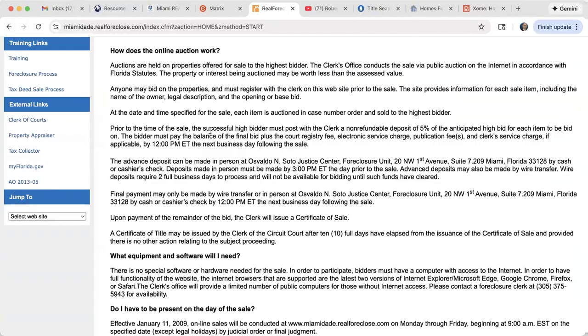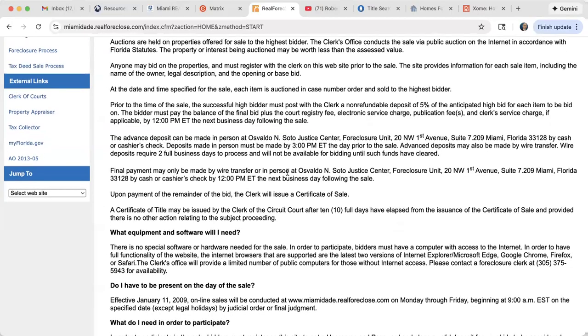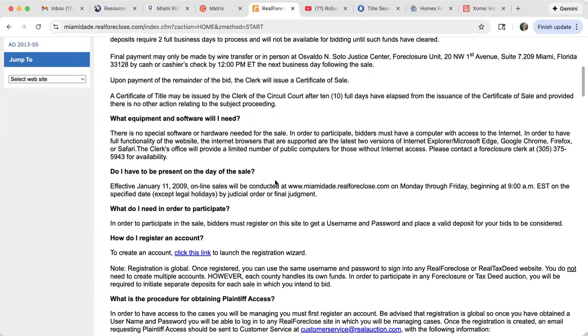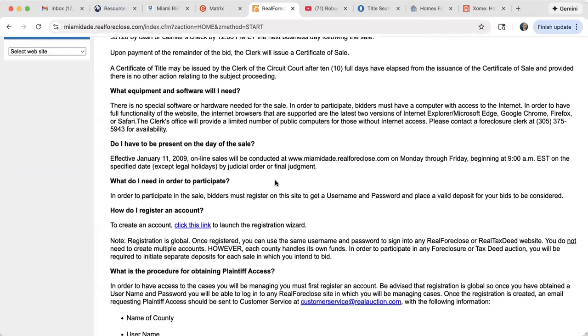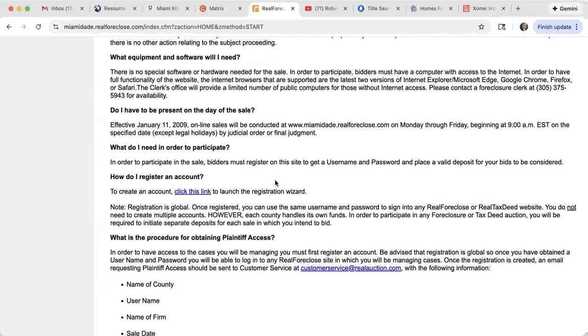All right. Prior to the time of sale, the successful highest bidder must post with the clerk of court a non-refundable deposit of 5%. Okay. Final payment must be done in wire transfer or in person in a cashier's check. And the bidding is all done in $1,000 increments. Obviously, if you lose out because someone beat you, then you get your 5% back. You're not going to lose out on that 5%.